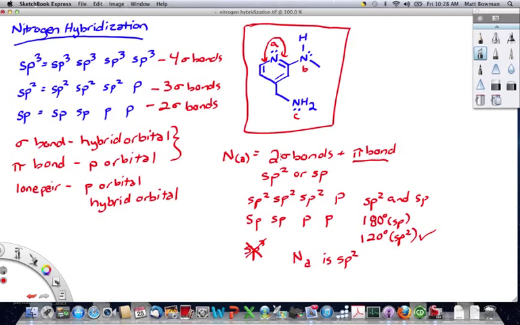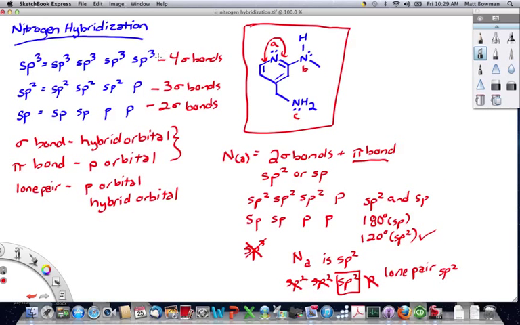It has two sigma bonds, so that takes care of two of the sp2 orbitals. The pi bond takes care of the p. Therefore, its remaining lone pair is in an sp2 orbital.